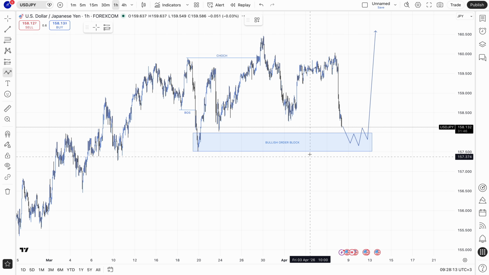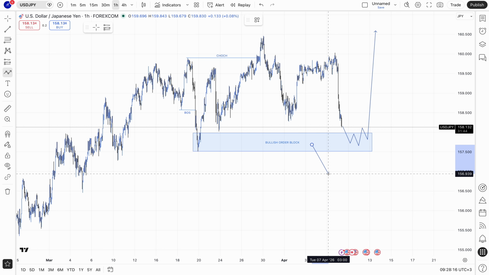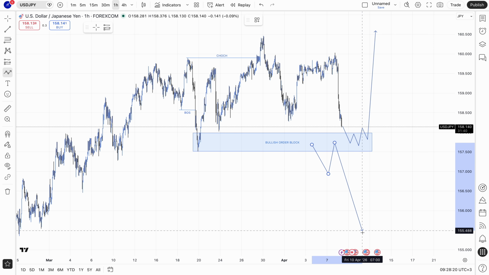Then scenario number 2, we're going to wait for the break from this order block. If it's disrespected, then wait for the retest, then a continuation to the downside.